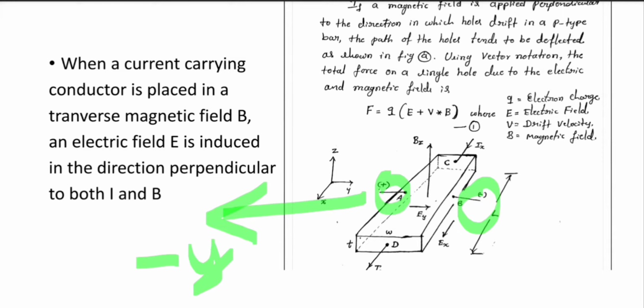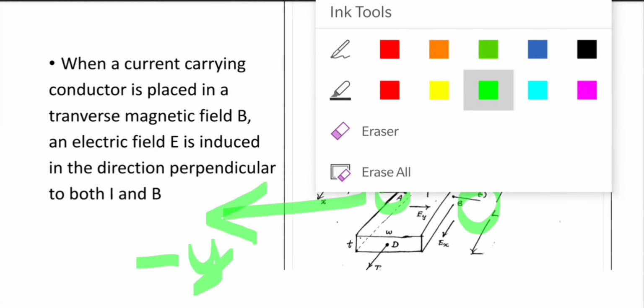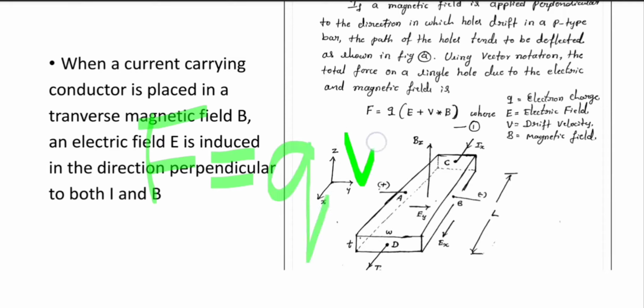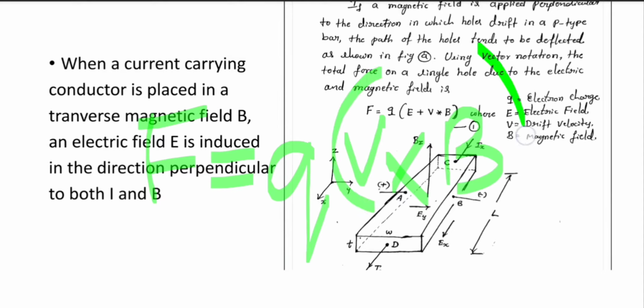Now we will see according to the notes. We know when this particular semiconductor is placed in a magnetic field, the force on the holes will be Q times V cross B. The force exerted on the charge carriers in a semiconductor when it is placed in a magnetic field is given by F is equal to Q into V cross B.